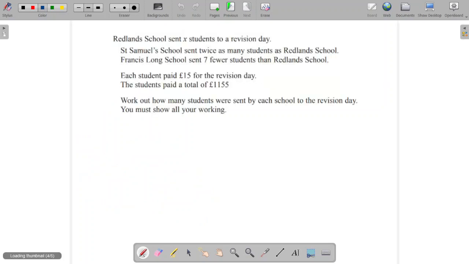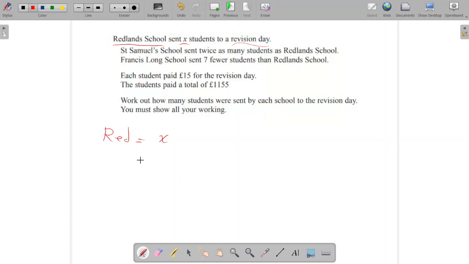Okay. Now, for Nidal's request, he said that he has a problem with the word problem. So look at this problem. It said that the Redlands school sent x students to a revision day. So we will say that red is equal to x. This is referring to the number of students sent by that school.